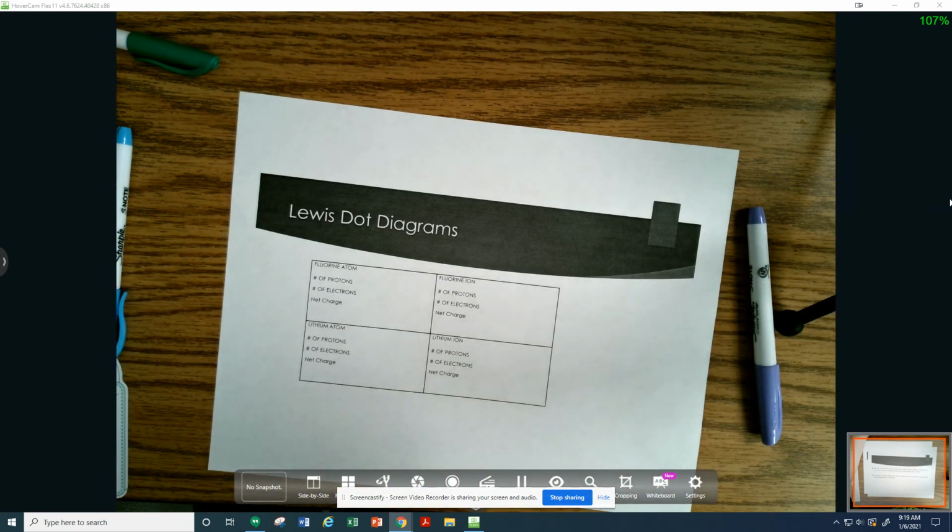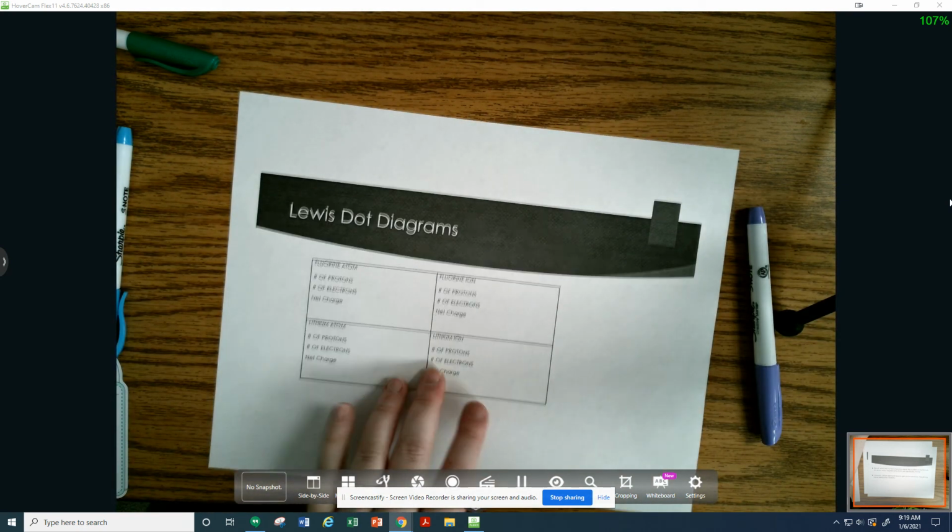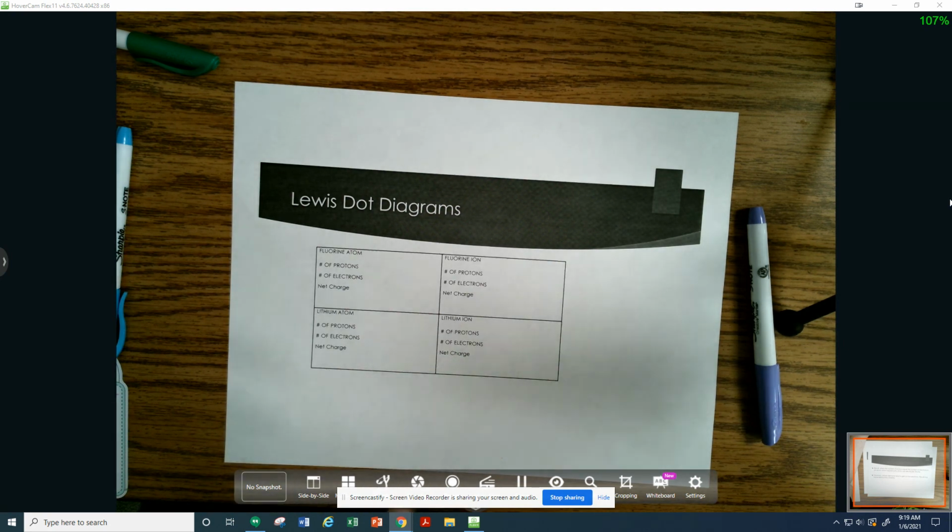So the last thing we're going to do is take the shortcut method and look at it through a Lewis dot diagram.